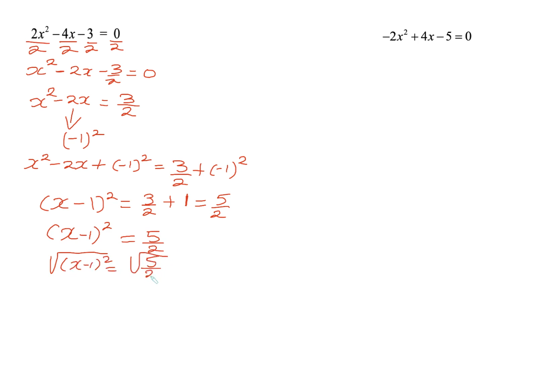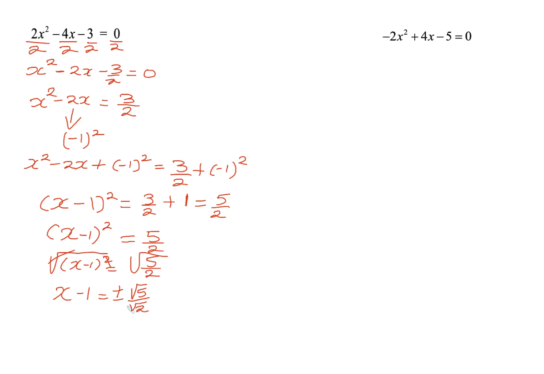Now this is where it gets interesting. So the square cancels the square root. So I get x minus 1 equals, now remember this will be plus or minus. And can you take the square root of 5? Can you take the square root of 2? The answer is no. But what I'm going to do is I'm going to break this up. So I'm going to write it as square root 5 over square root 2.